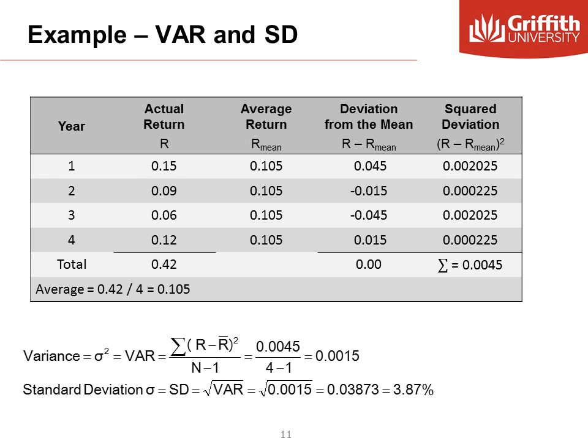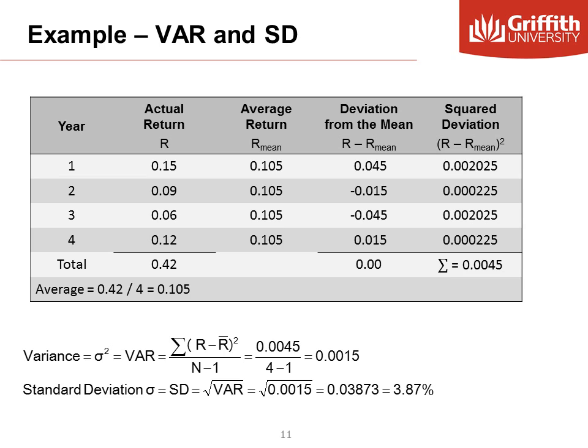Let's have a look at this example. Suppose we have this share and for the last 4 years it has returned the following. In year 1, it returned 15%, year 2 9%, and so forth. What is the variance and standard deviation? So the first step, we need to calculate the average return, which is just an arithmetic mean. The sum of each year's returns divided by the number of years. And we calculate that to be 10.5%.